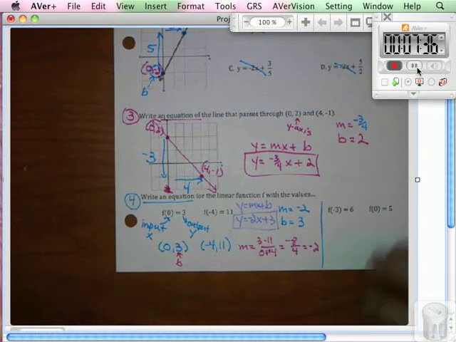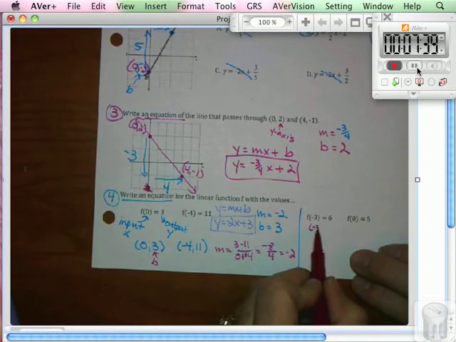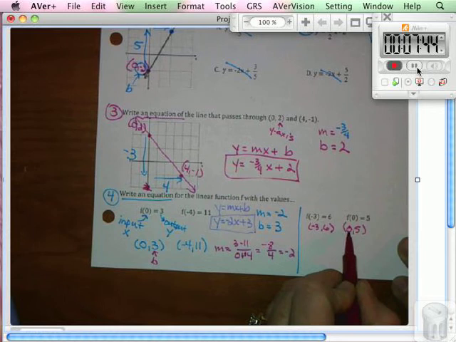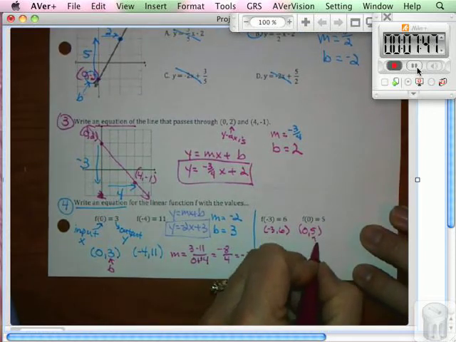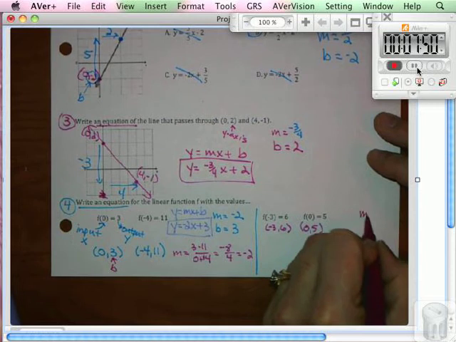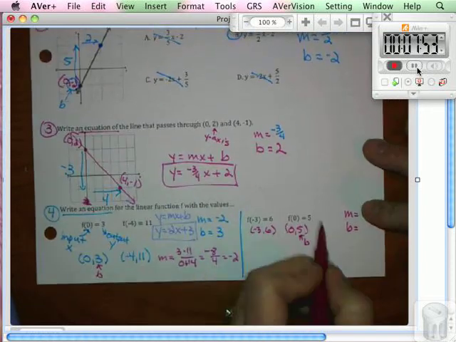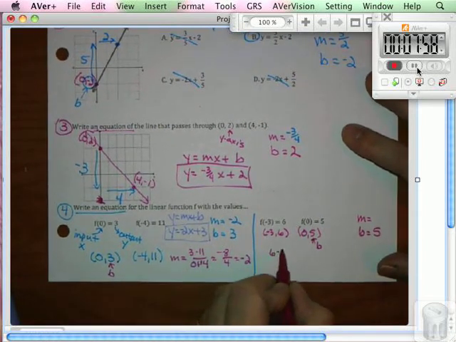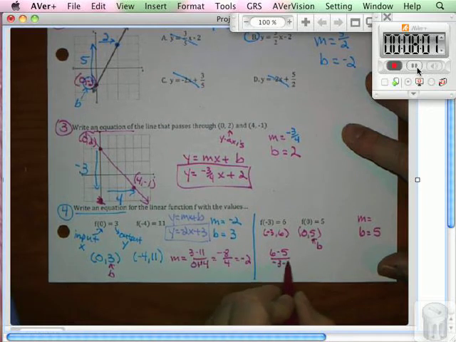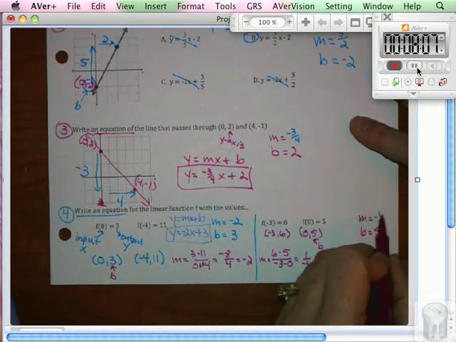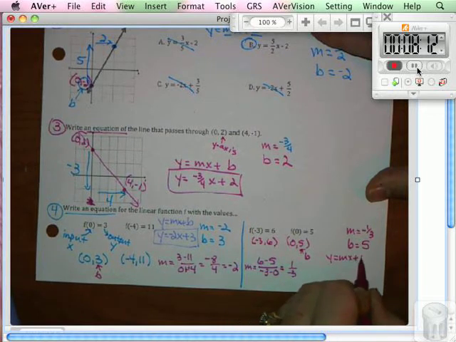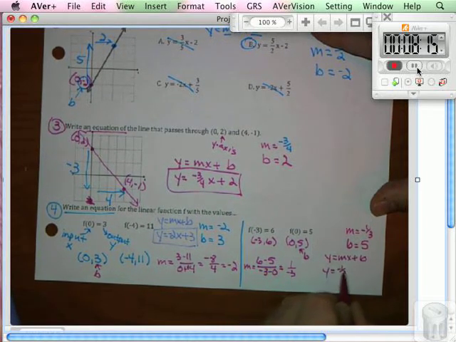All right, this is the same way. -3 went in, 6 came out. 0 went in, 5 came out. Notice x is 0 here, so this is my b. I need m and I need b to write the equation. b I know is 5. So I'm going to do change in y over change in x, and that is my slope, -1/3. So I can write my equation: y = -1/3 x + 5.